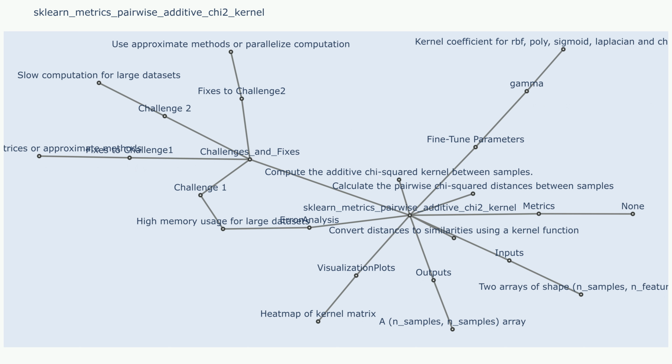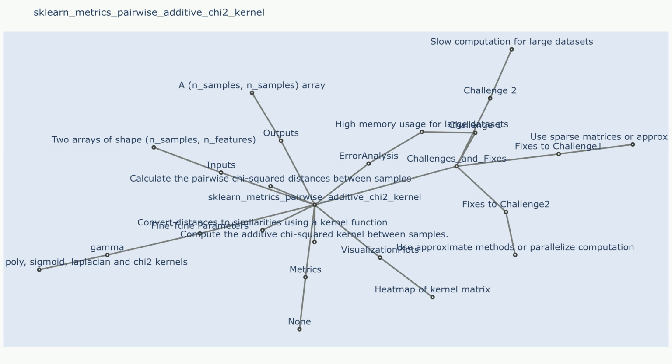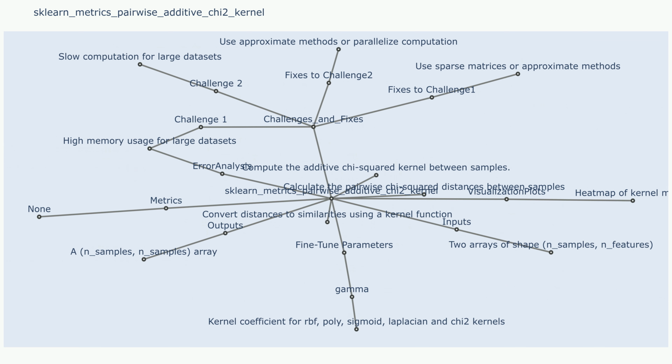Inputs: X, a NumPy array or sparse matrix representing the first set of samples. Each row corresponds to a sample, and each column represents a feature. The values in X should be non-negative integers. Y, a NumPy array or sparse matrix representing the second set of samples. The shape of Y should be compatible with X, meaning that the number of columns in X and Y should be the same.